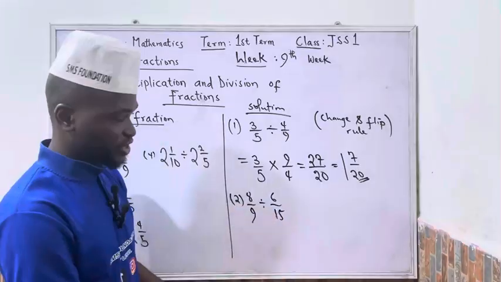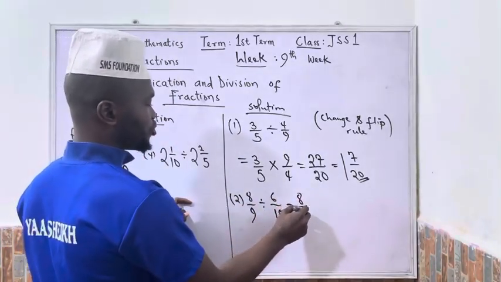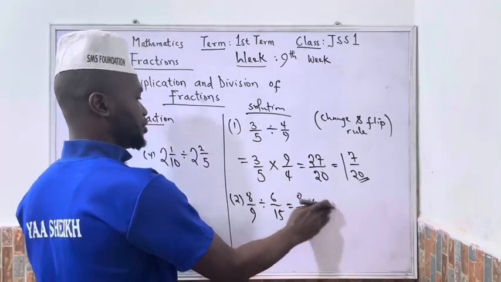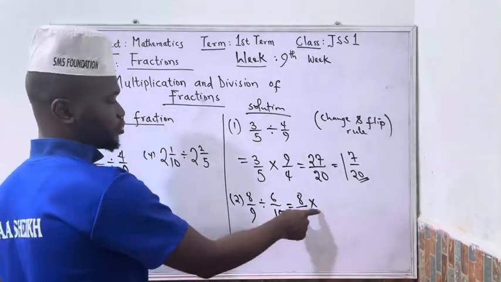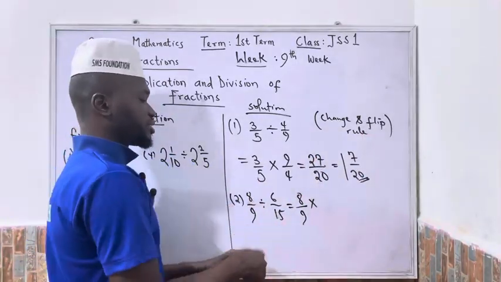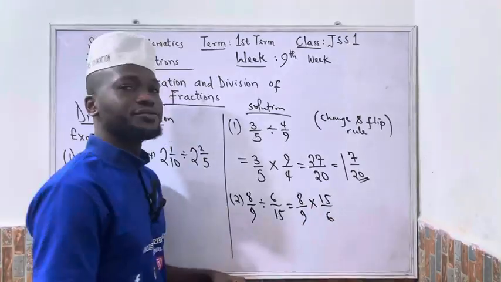Change must come first. So I have to first change this division to multiplication. 8 over 9 times what? 6. Oh, sorry. I have changed the division to multiplication. So what will now happen next is flip. Let 15 come up and 6 go down.